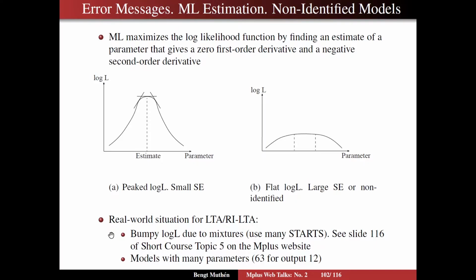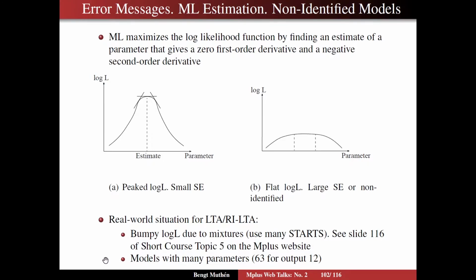Now, the real-world situation here is more complex. We have a bumpy log likelihood, which is known to be the case when you have mixtures. So you have several local maxima here, so you bump up and down, and you want to find the highest peak, not a local peak. So you use many starts. We discuss that more in short course topic 5 on the Mplus website and show pictures of the log likelihood in slide 116.